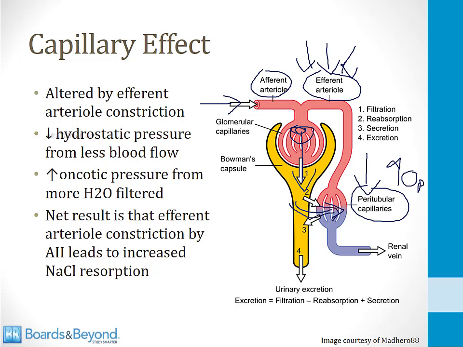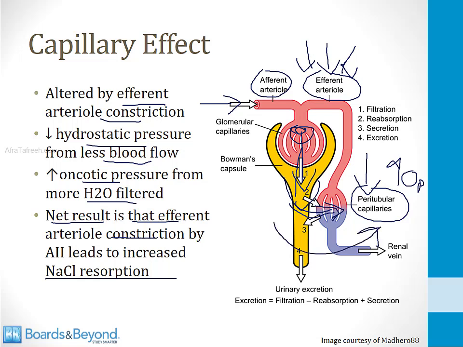So I've summarized these points on the slide. The efferent arteriole constriction of angiotensin II lowers hydrostatic pressure in the peritubular capillaries from less blood flow beyond the constriction. It also raises the oncotic pressure because more water is filtered in the glomeruli and more concentrated proteins are present in the peritubular capillaries. And the net result is that the efferent arteriole constriction by A2 leads to more sodium and chloride resorption. So even though you are driving more fluid and more salt and water into the nephron, you are then reabsorbing more of it so that the net effect of angiotensin II is the retention of sodium and water, which is what you want in a low blood pressure or low blood volume state.